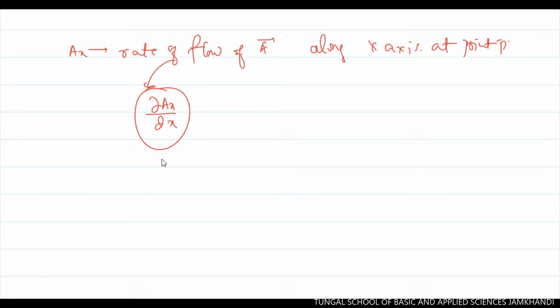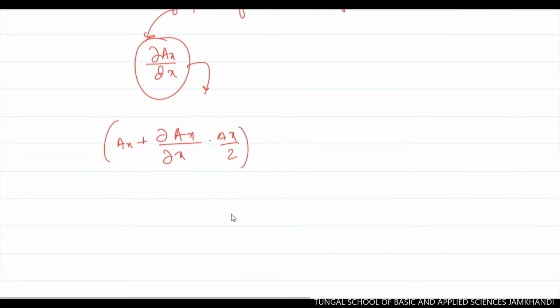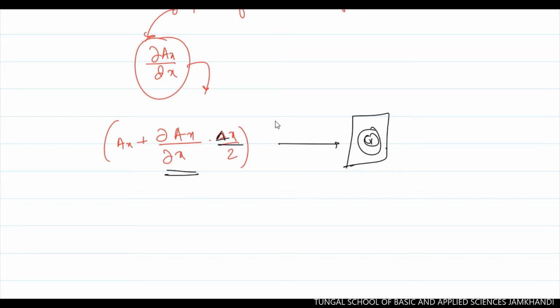So in terms of delta x, we can write that the rate of flow along the x-axis is now given by Ax plus dou Ax by dou x times delta x by 2, because this flow is in the direction of x. For the first face we define this as dou Ax by dou x into delta x by 2, because it is in the direction of face 1. I'll call this equation 1.